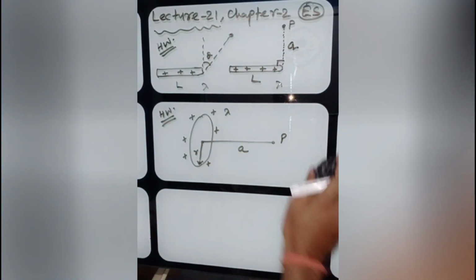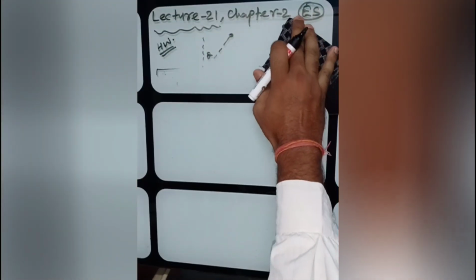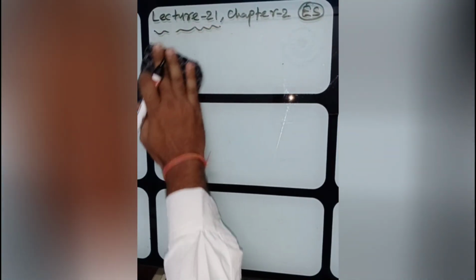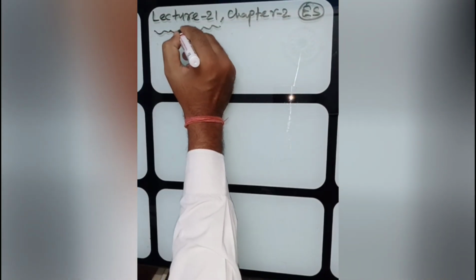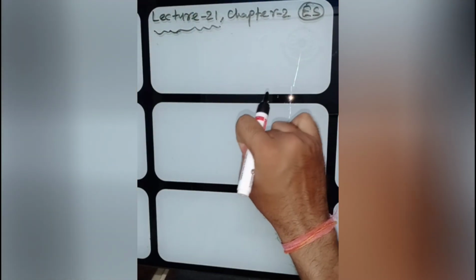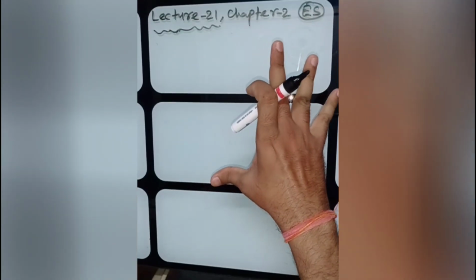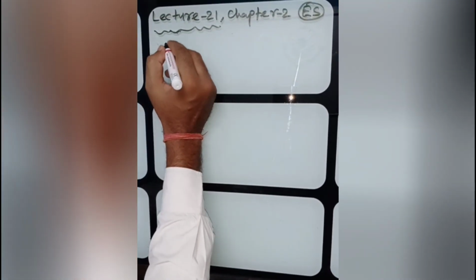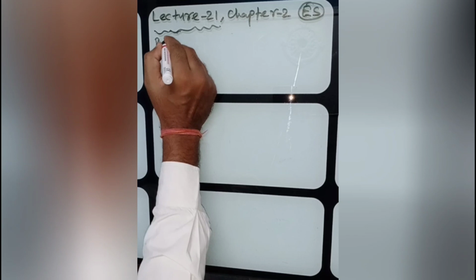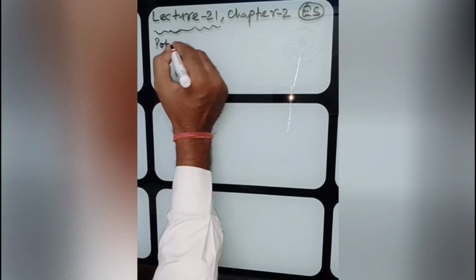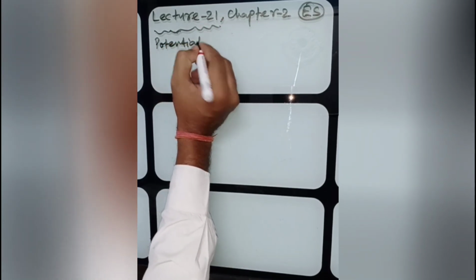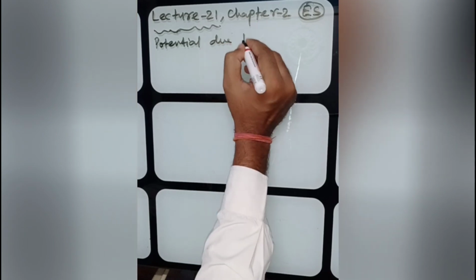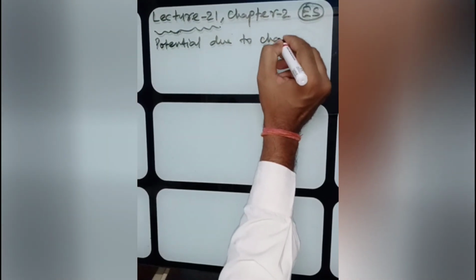Now the next application that you have to face in your board examination: potential due to a charged shell. It is a conducting shell. You have to plot the graph also. Potential due to a charged shell.